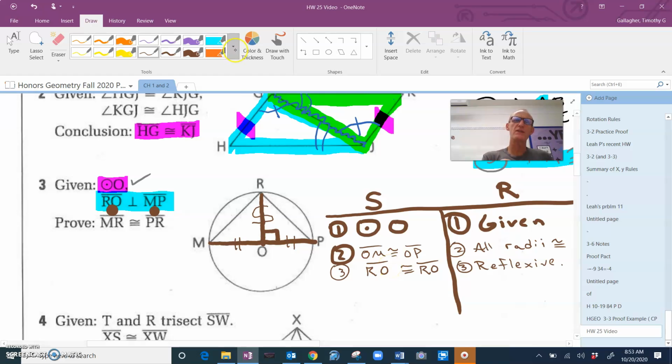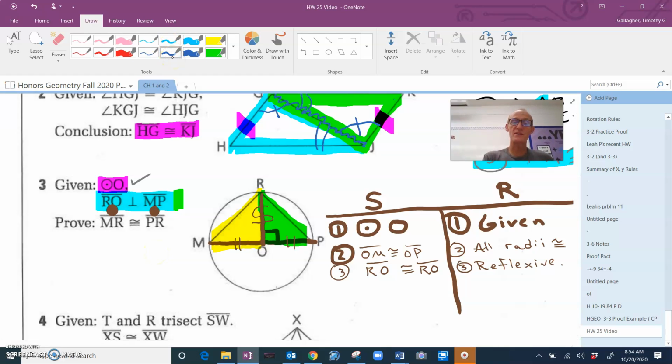Backing up a little bit, ladies and gentlemen, I want you to know that you have to find these two triangles, this one and this one, and those are the two triangles that we have to get congruent. So we have two sides, and then we have this perpendicular thing that we have to deal with.